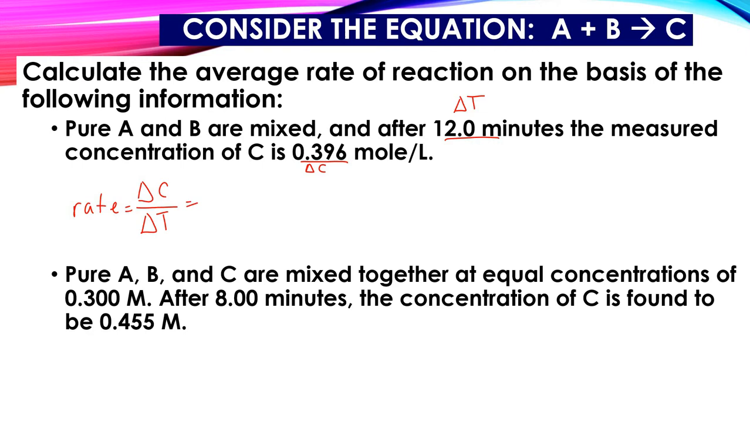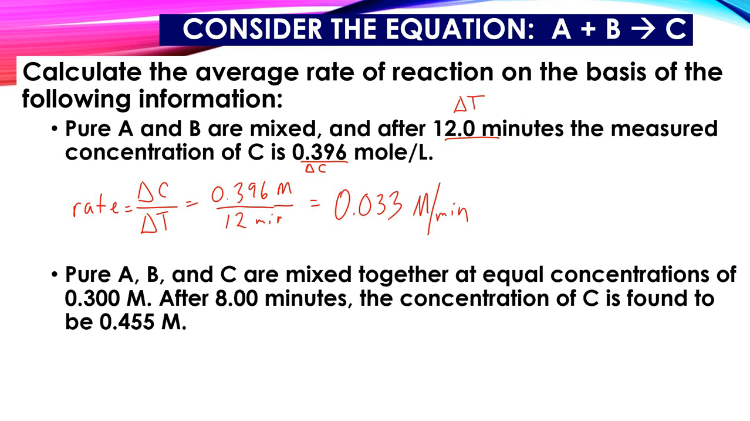Very simple. What do I do? 0.396 divided by 12 minutes, and it's molarity divided by minutes, so I'm going to end up with molarity per minute, which is going to be my slope at that point. What is it? 0.33? 0.32? Should be less than that, isn't it? This divided by 12? 0.033.